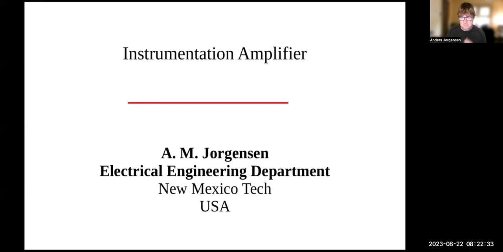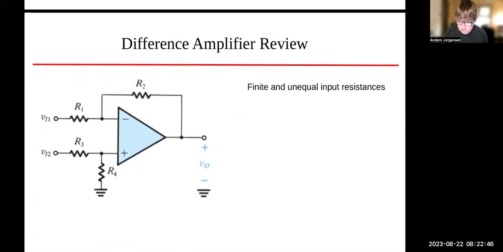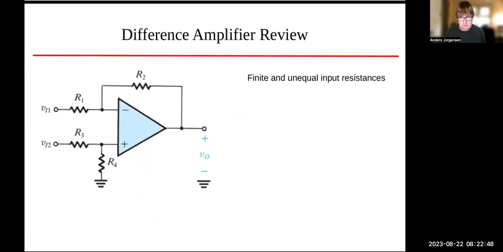In this video, we'll talk about instrumentation amplifiers, derive how they work and why they're better than the difference amplifier that we talked about before. But first, let's review the difference amplifier. This is what it looks like.